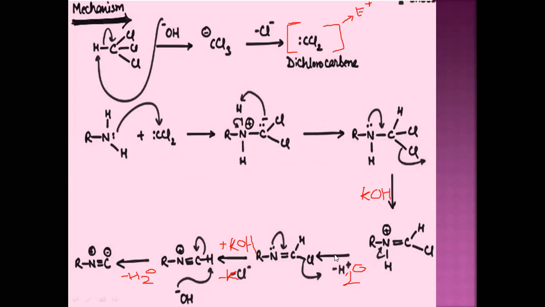Mechanism is very important again. Now firstly, we have to take chloroform. What is the formula of chloroform? CHCl3. Now firstly it reacts with alcoholic KOH.